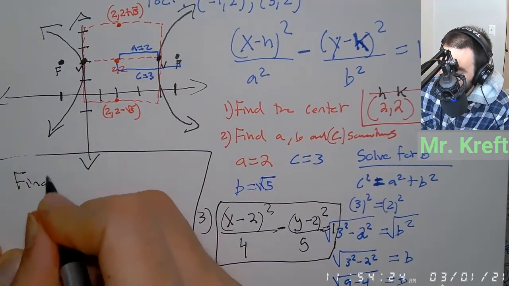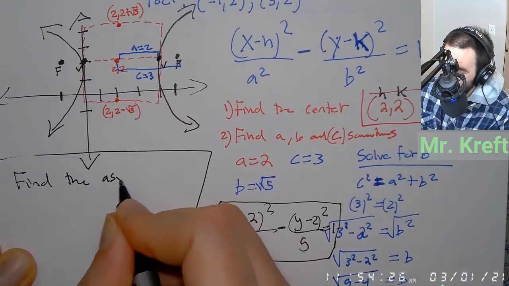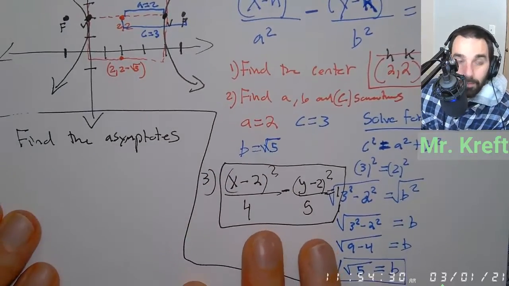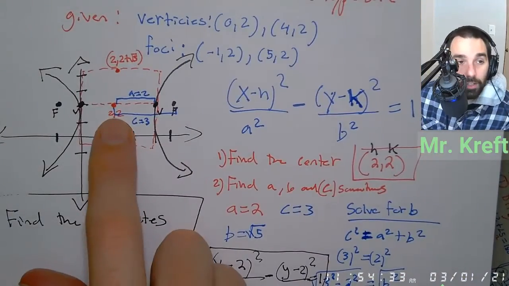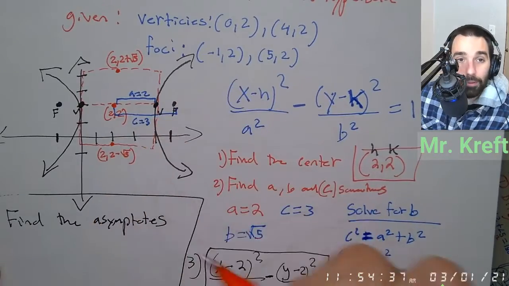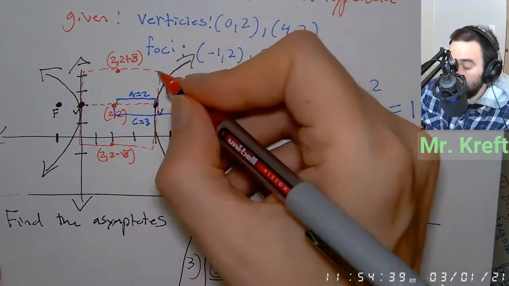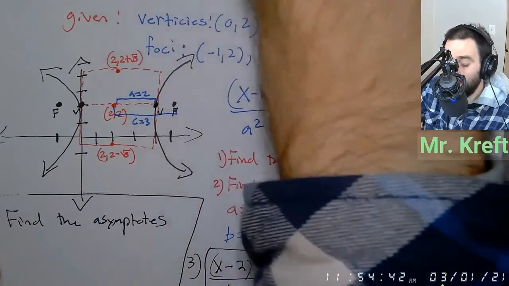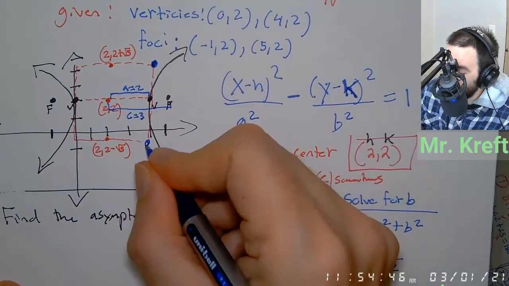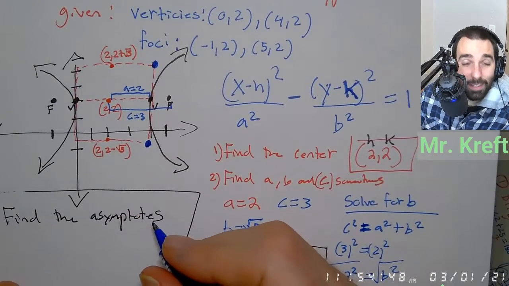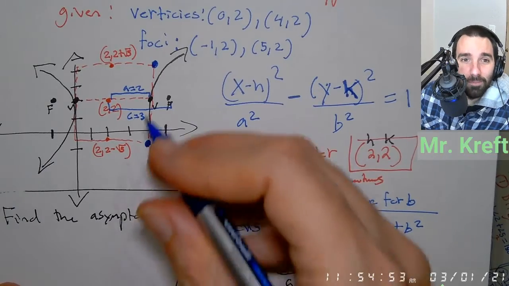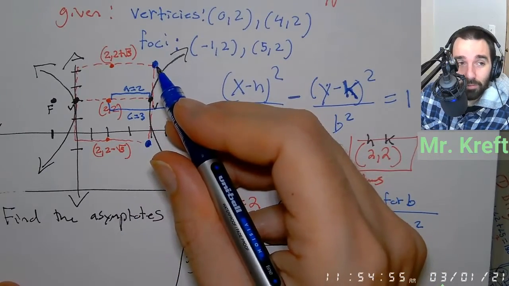Now we're going to find the asymptotes. Okay, and so to do that, we have our center. Our center is at 2, 2. So I'm going to need 2 more points. I'm going to choose this point and this point, because I can, because I'm feeling like I want to be right. So I'm going to pick those 2 points.